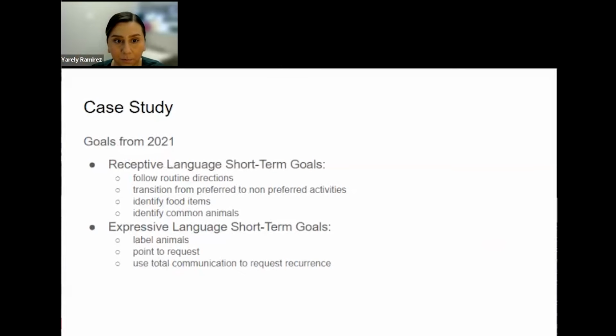He had receptive goals. Some of the short-term goals were following routine directions, transitioning between preferred and non-preferred activities, identifying food items, and identifying common animals. With expressive language, short-term goals were labeling animals, pointing to requests, and then using total communication to request recurrence. So that would be saying more and signing the word more at the same time.